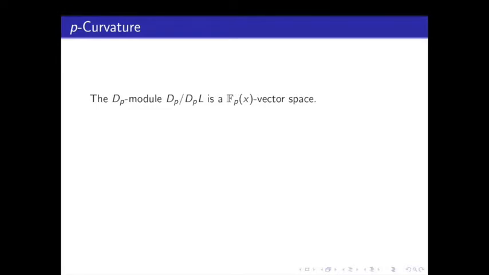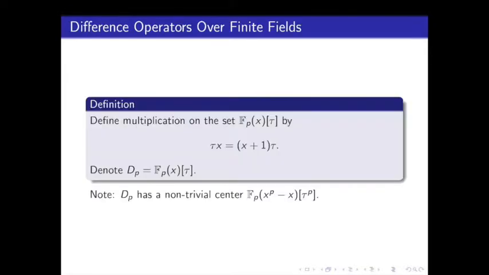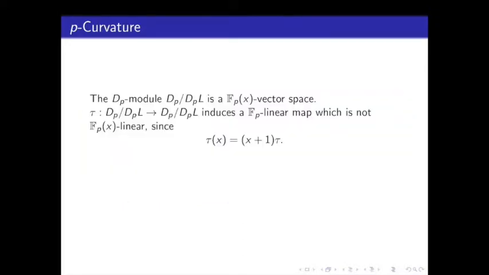For operators over finite fields, let L be an operator, and we consider the module D_p modulo D_p times L, where D_p is the ring of difference operators over the finite field. This module is also an F_p(x) vector space, with one of its bases being 1, tau, tau squared, up to tau to the n minus 1, where n is the order of the operator.